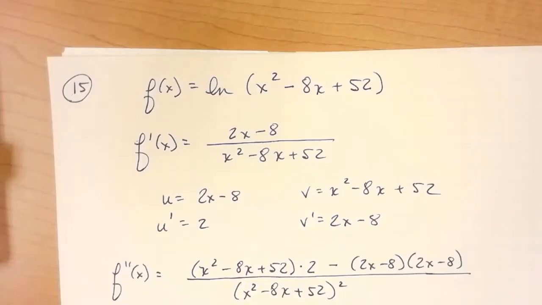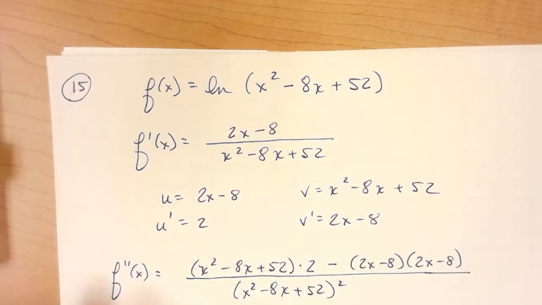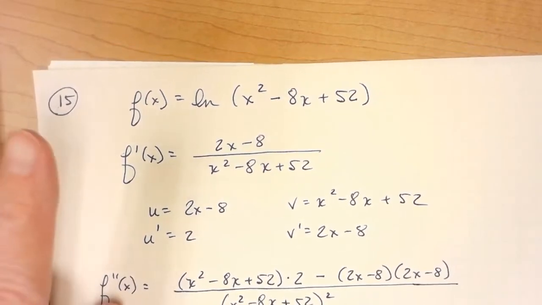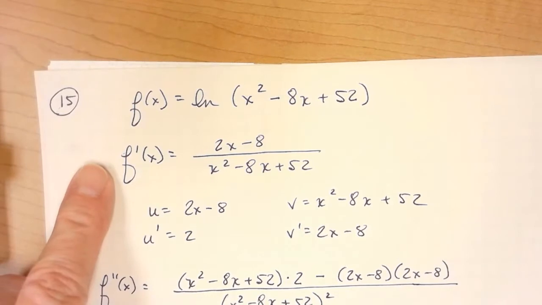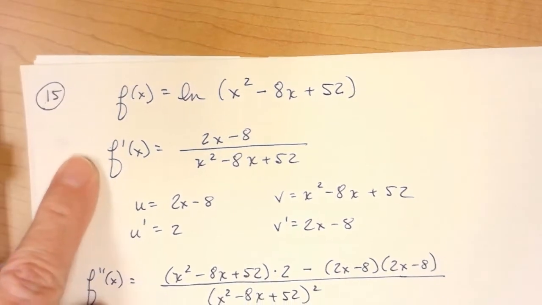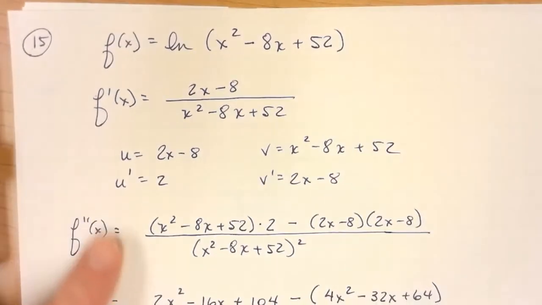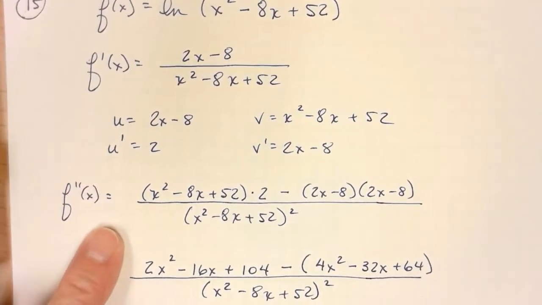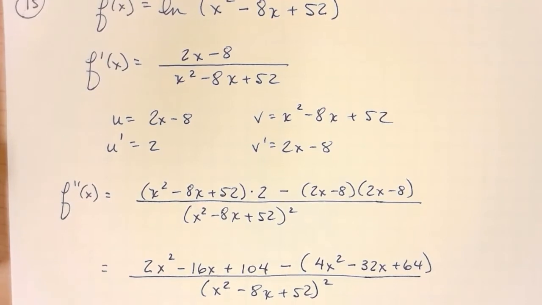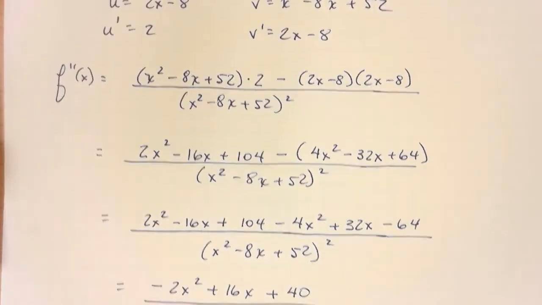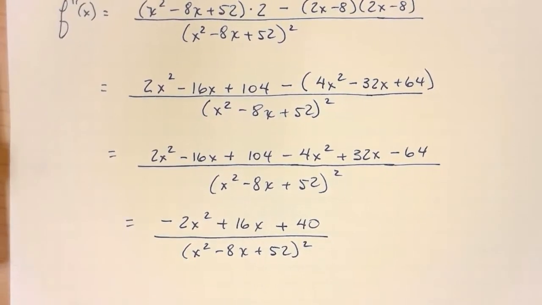Okay, for this first problem, I went ahead and got the derivative so it would save a little bit of time. When you have to find concavity, you have to go all the way to the second derivative. So I found my first derivative, and then from there I had to use the quotient rule for my second derivative. And I cleaned it up, and I finally got to that.